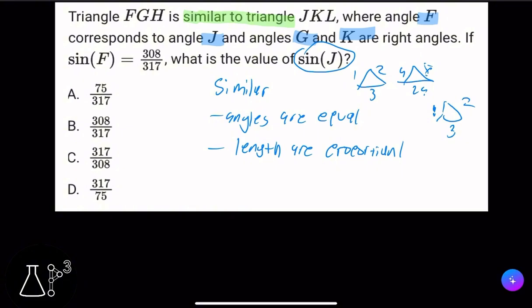Well, if we say that angle F corresponds to the angle J, that means whatever F is, it's going to equal J. So if I do sine of F and sine of J, we're going to get the same thing. If I do cosine of F and J, we're going to get the same thing. Therefore, the value of sine J is also going to be 308 divided by 17. Therefore, my answer is going to be B. And I showed a similar triangle so you guys understand what that is and how you can use it for different types of questions that pop up on the SAT, because reviewing a concept over and over and over again only helps you.